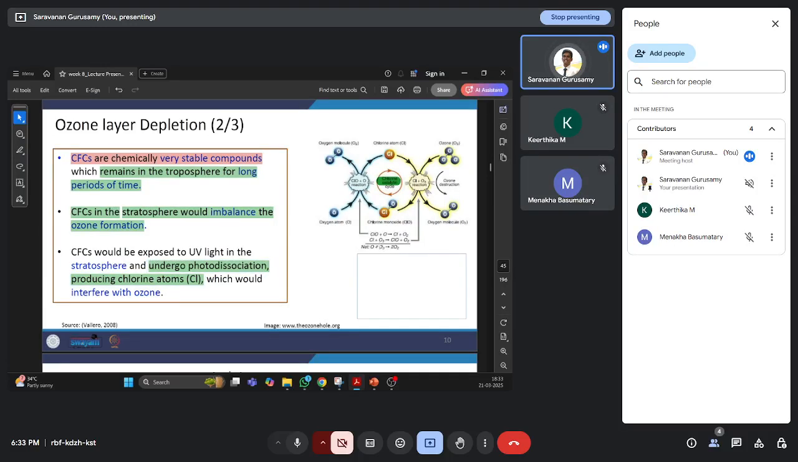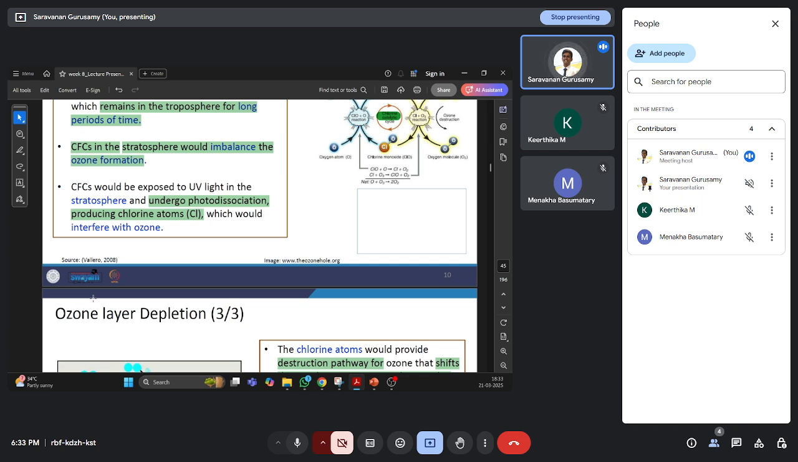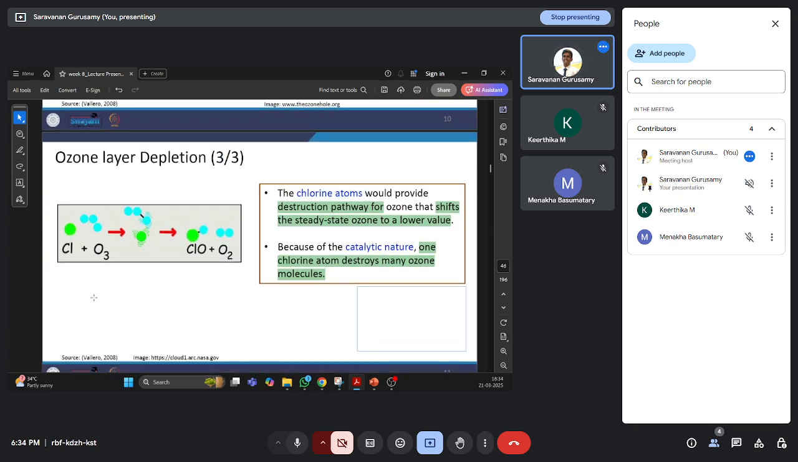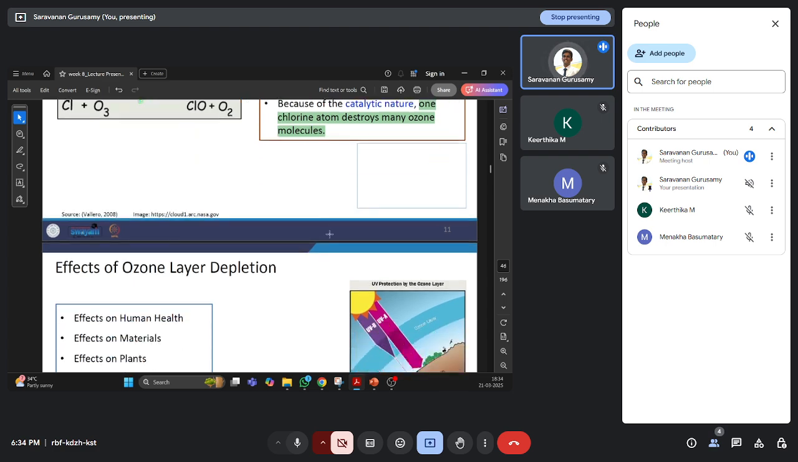CFCs undergo photodissociation, producing chlorine atoms, which interfere with the ozone. So CFCs will form chlorine. Chlorine will go to the stratosphere. It will attack the ozone, and the ozone will be destroyed into O2 and O. So this is the whole process of destruction of the ozone layer in the stratosphere. You got it. Chlorine plus ozone gives ClO as this O is attracted here. Then ClO plus O gives O2, and this O will be taken out. Chlorine will go on to another ozone. The chlorine atom provides a destruction pathway, shifting the steady state of the ozone. One chlorine atom destroys many ozone molecules.